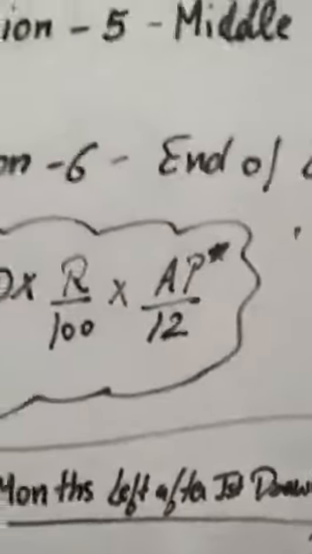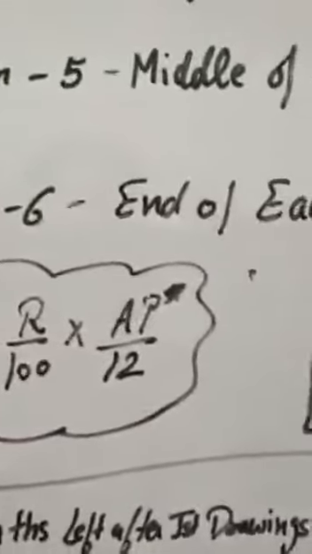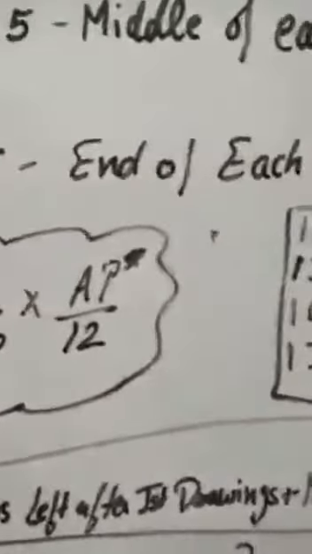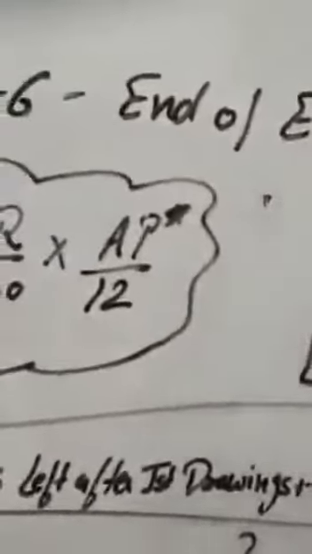Okay? And now our last situation, when we are withdrawing our drawings at the end of each quarter. End of each quarter means our first drawing will be made on 30th June. Last drawing will be made on 31st March. So months left after first drawing, that means months left after 30th June, it will be 9 months, right?